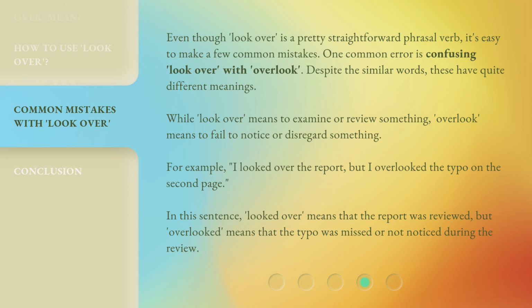Even though look over is a pretty straightforward phrasal verb, it's easy to make a few common mistakes. One common error is confusing look over with overlook. Despite the similar words, these have quite different meanings. While look over means to examine or review something, overlook means to fail to notice or disregard something. For example, I looked over the report, but I overlooked the typo on the second page. In this sentence, looked over means that the report was reviewed, but overlooked means that the typo was missed or not noticed during the review.